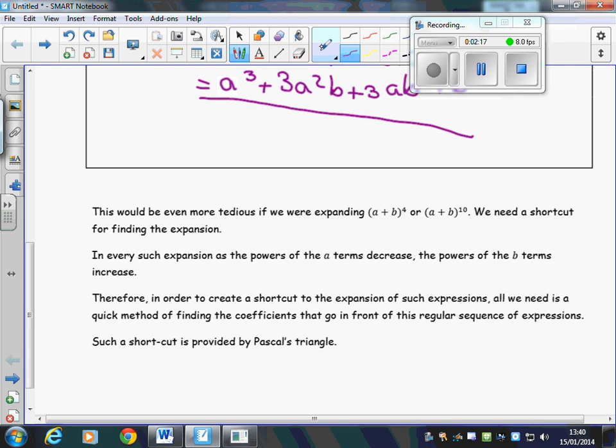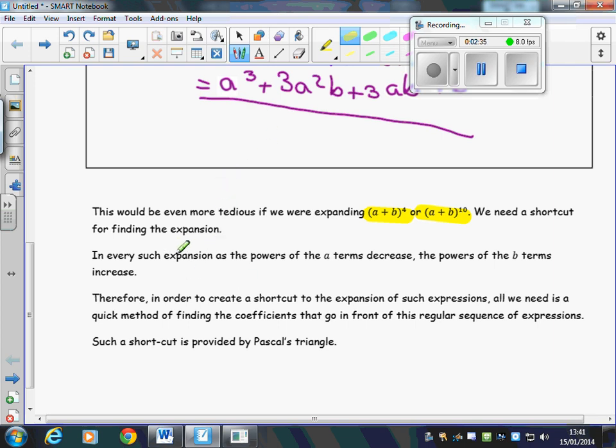But imagine if we were using up to the powers of a plus b to the power of 4 or a plus b to the power of 10. There must be a shorter way of finding out what it is when it's expanded than to multiply out the brackets individually.